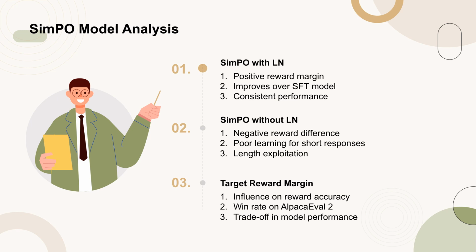The target reward margin gamma in SimPO affects the reward accuracy on a held-out set and win rate on AlpacaEval 2. Increasing gamma tends to improve reward accuracy but can also lead to a trade-off in generation quality.